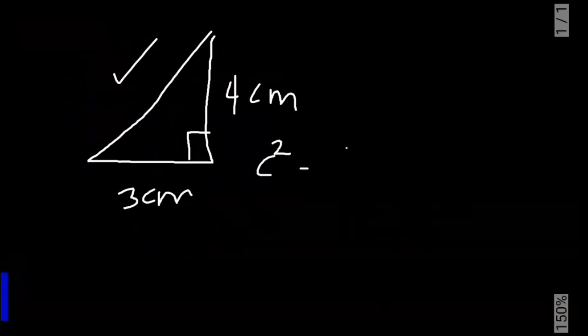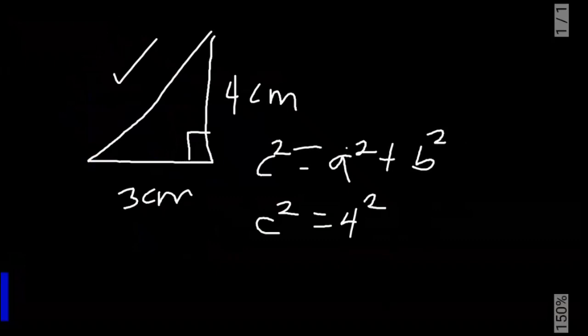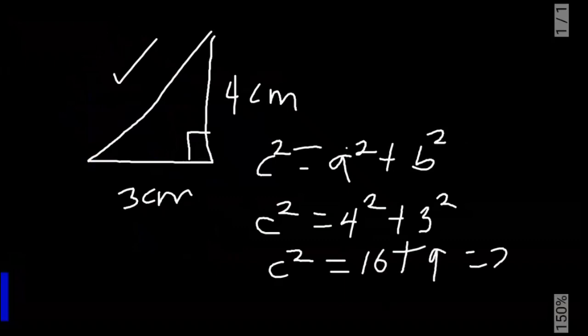So how can we apply the theorem we have just learned? Let's say we have this triangle with two non-hypotenuse sides of 4 centimeter and 3 centimeter. How do you find the length of the missing side? We bring back our theorem: C square is equal to A square plus B square. So C square is 4 square plus 3 square. C square is 16 plus 9, which is 25.